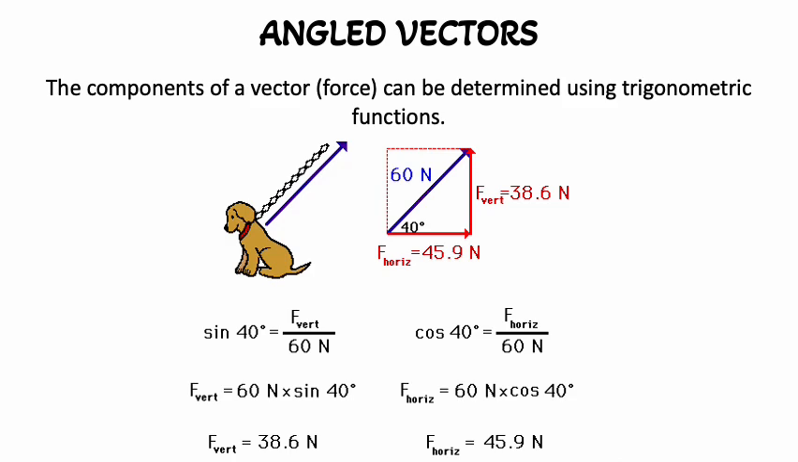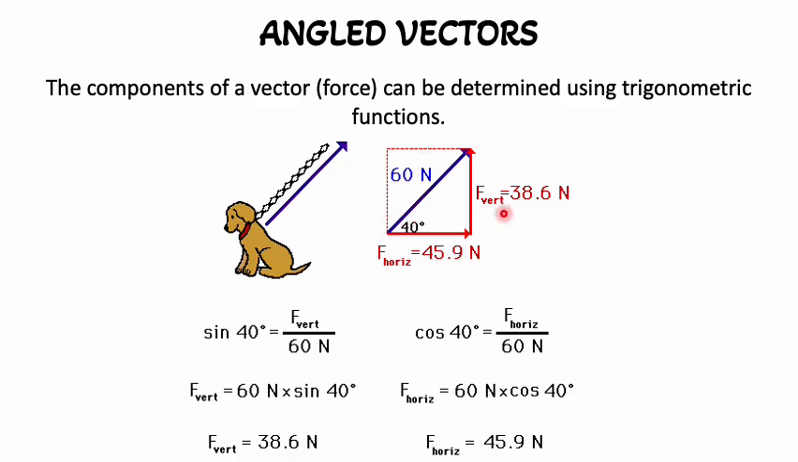Now, the components of the vector, say for example, a force, can be determined using trigonometric functions. So here, this is an illustration of a dog which exerts a force on the chain. So the force is 60 newtons and the direction is northeast, upward rightward direction, and it has an angle of 40 degrees. So for us to identify the components x and y, we need to use trigonometric functions.